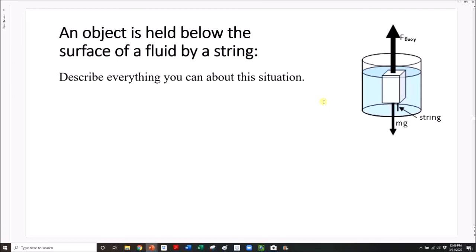All right, an object is held below the surface of a fluid by a string. Describe everything you can about this situation. Okay, I would like for you to make a list, stop the video, and make your list. Did you write down that the buoyant force is greater than the weight of the block? I have a picture of it here, so it's easy to see. Buoyancy force is greater than the weight of the block because the string is holding it down.